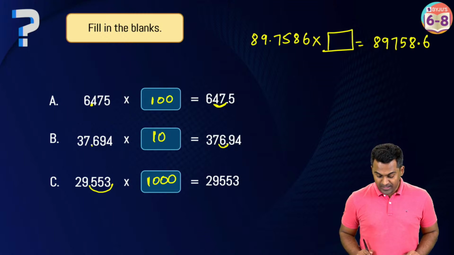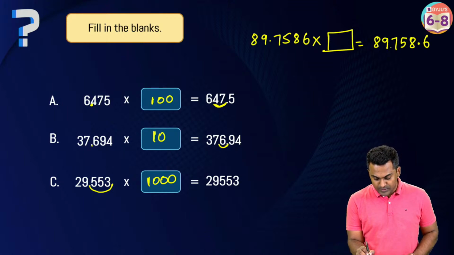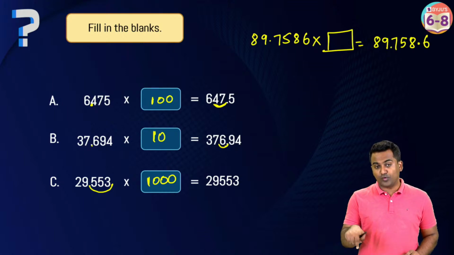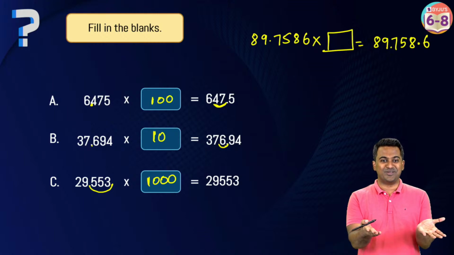What should I keep here? The decimal point has moved to the right hand side how many times? Tell me that. The decimal point was here, by the way. It was 89 point, right? So it has moved to the right. Very good. 1000 is going to be the correct answer. Well done. All of you are giving 1000.